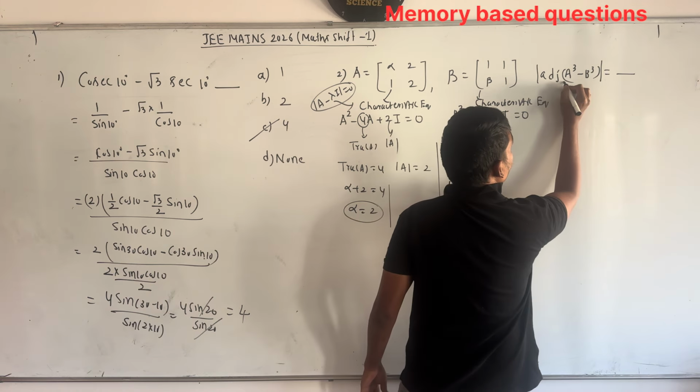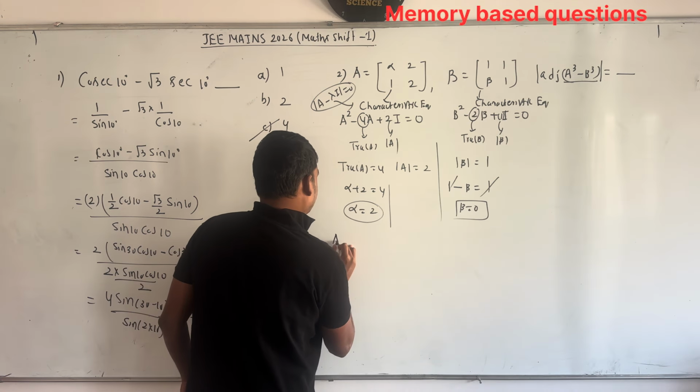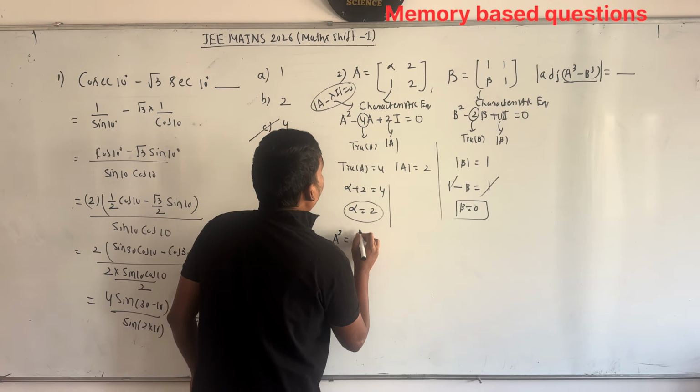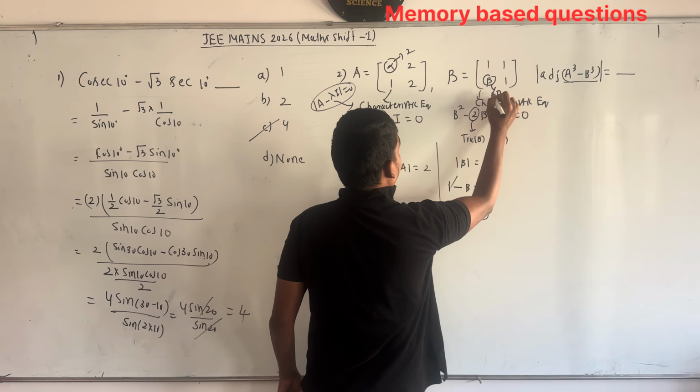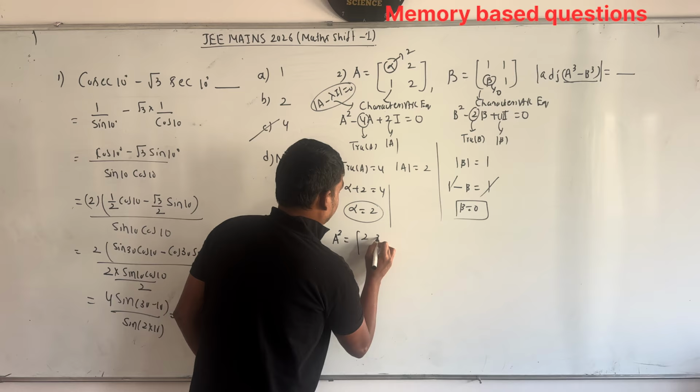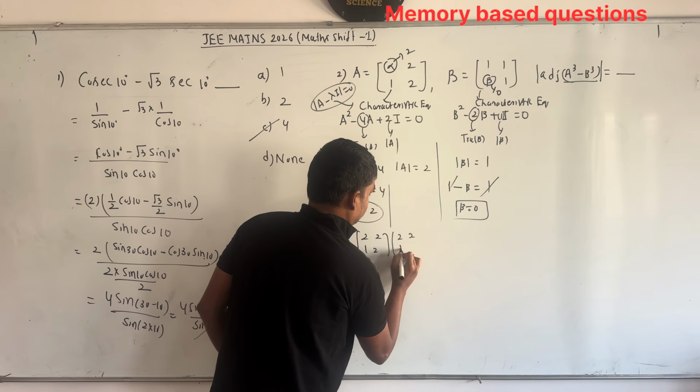So for that we need to find the matrix of A cube minus B cube. Find out A cube. So first A square equals alpha, replace here with 2, beta replace here with 0. What do you get here? 2 2 1 2 into 2 2 1 2. So what do we get here?